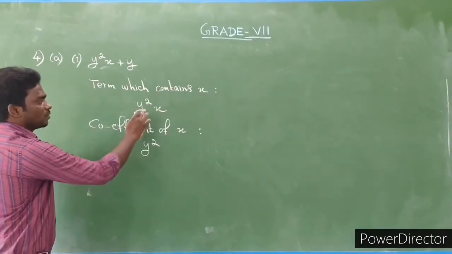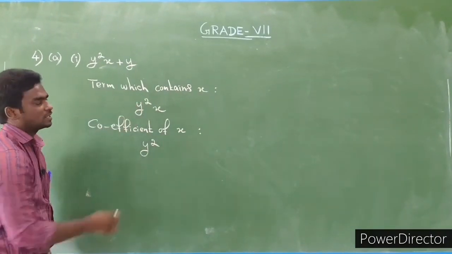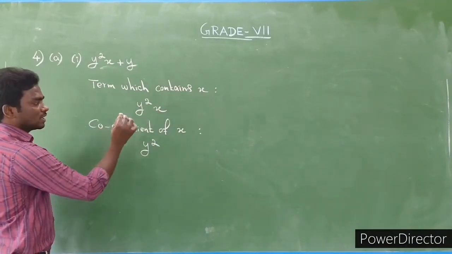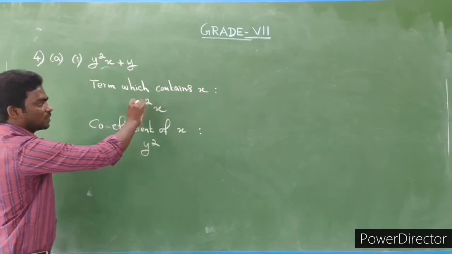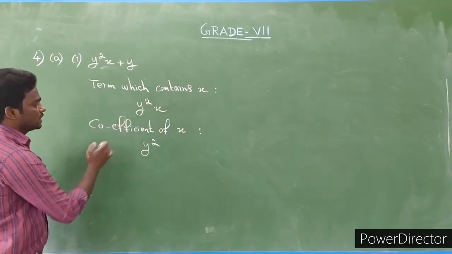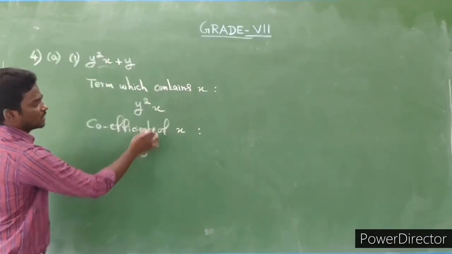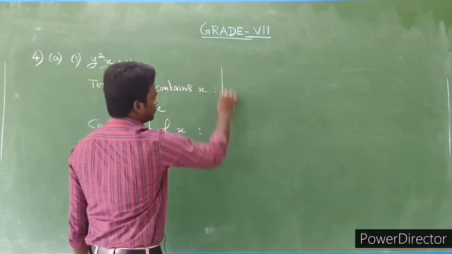Suppose we ask the question, what is the coefficient of y square? The answer is x. Here the coefficient of y square is x and the coefficient of x is y square. So the coefficient of x is y square.